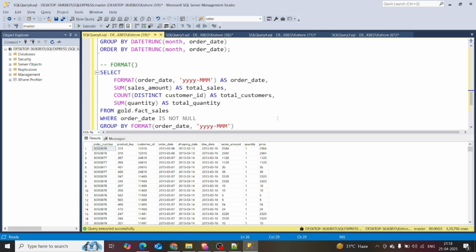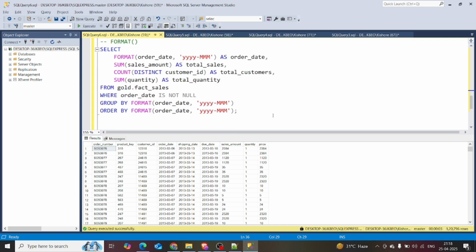So we are formatting the data. This is the last question for this session on change over time analysis. We want the format as year and month, so we are using the FORMAT function. We need to say which column we are using: the order date.